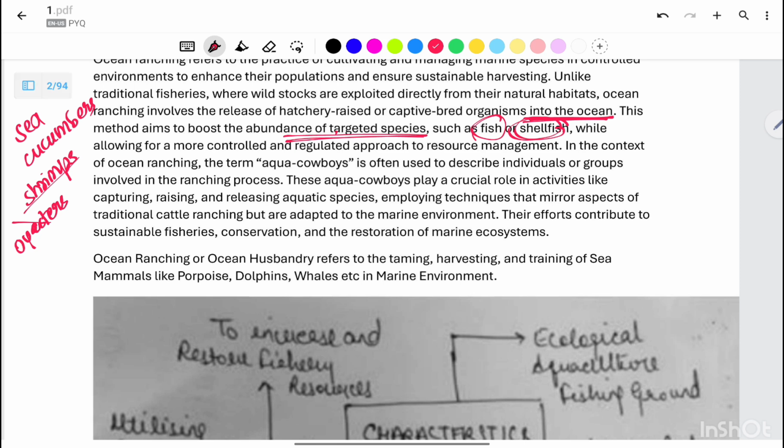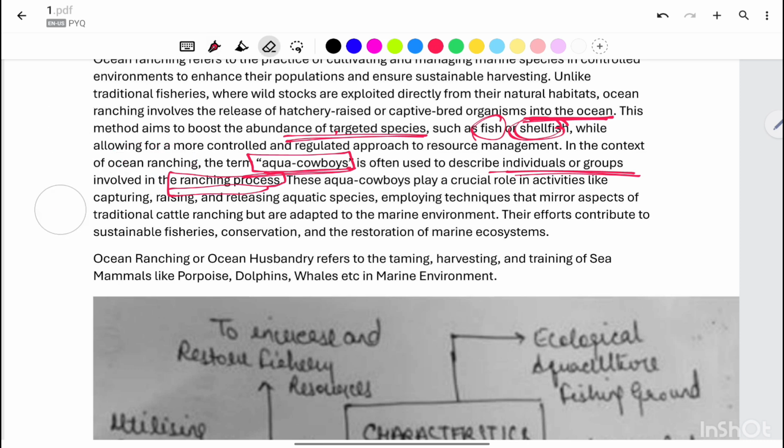Right. Now, ocean ranching. In ocean ranching, we need to know who the aqua cowboys are. They are the individuals who are involved in the ranching processes, and they are called aqua cowboys.